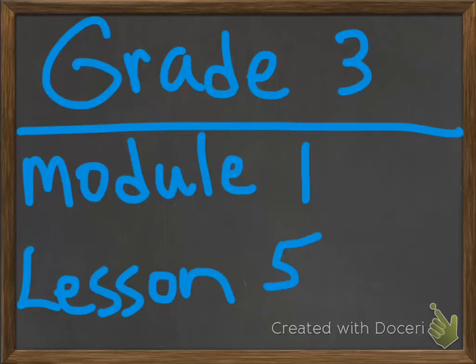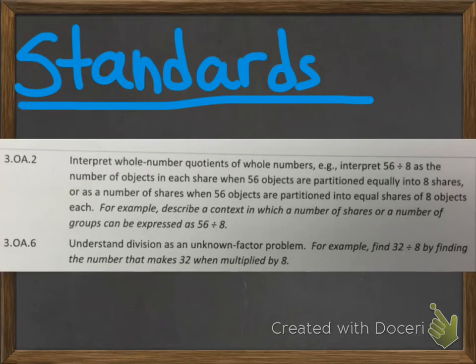This is for Grade 3, Module 1, Lesson 5. Our standards are, for 3rd grade, Operations in Algebraic Thinking 2, and 3rd grade Operations in Algebraic Thinking 6.